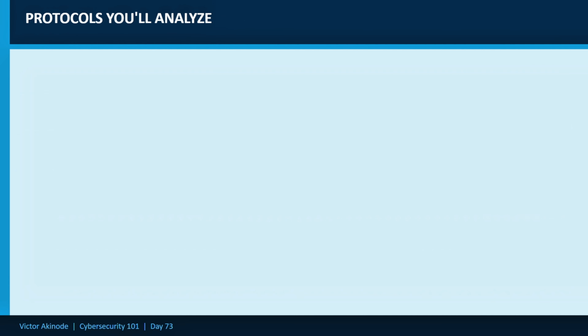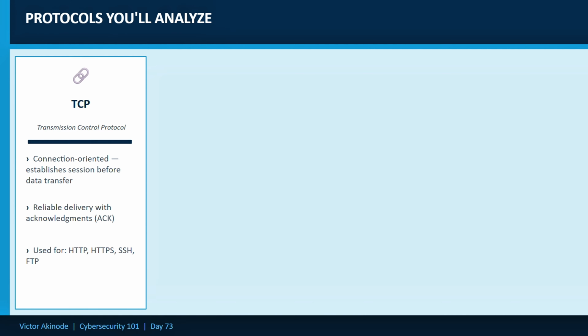Now let's consider the common network protocols. So when you're analyzing network traffic, here are some of the common protocols that you're going to analyze. The first one is the TCP protocol, and this means Transmission Control Protocol. It is connection oriented and it provides reliable delivery with acknowledgements. It is used for HTTP, HTTPS, SSH, and FTP.